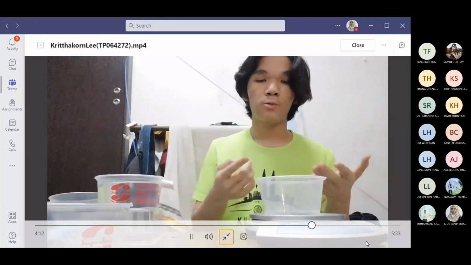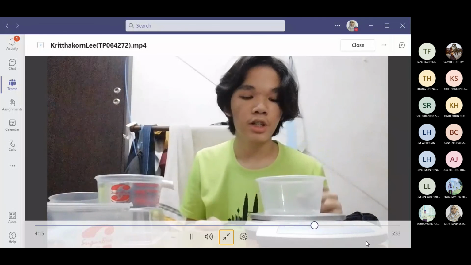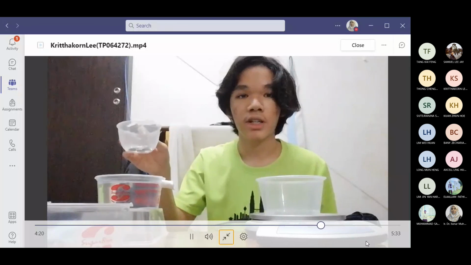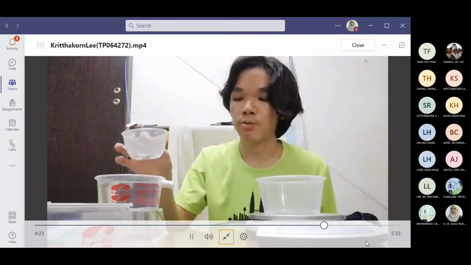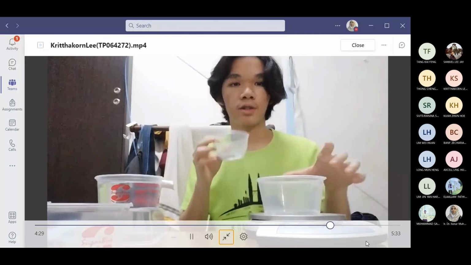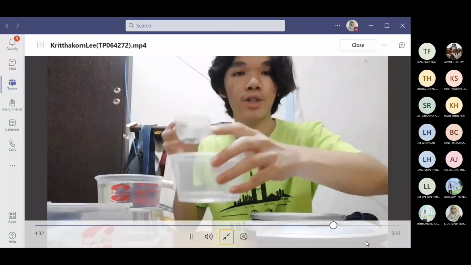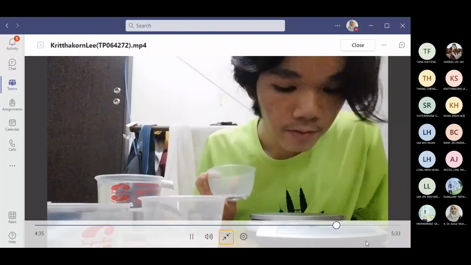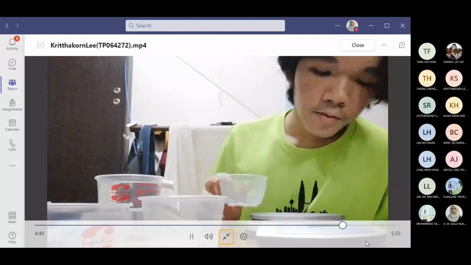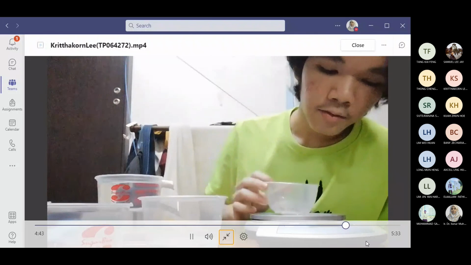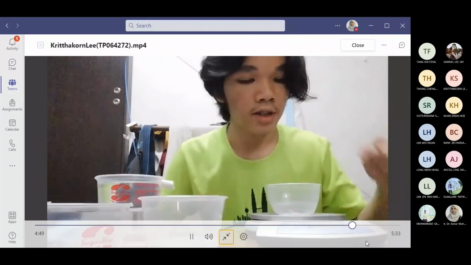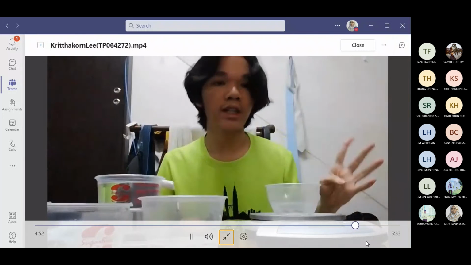Okay, so this is the weight of water displaced, and based on Archimedes' principle, the weight of water displaced must be equal to the buoyant force acting on this object. And since this object is fully floating on the surface of the water, it means that the buoyant force should also be equal to the weight of this Tupperware of coins. So let's measure this. Now, the weight of this Tupperware of coins is approximately 41 grams.